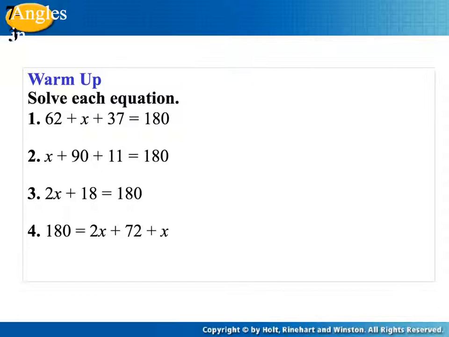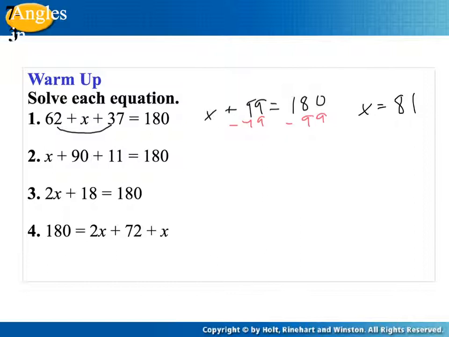All right, so the very first one, in order for us to solve for x, we need to simplify first. By simplifying, we need to add 62 and 37 together. And when we add them together, we get x plus 99 is equal to 180. Then we subtract 99 from 180, and we will get an answer of x equals 81.